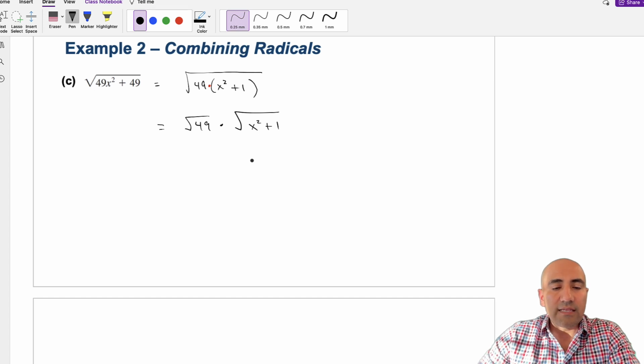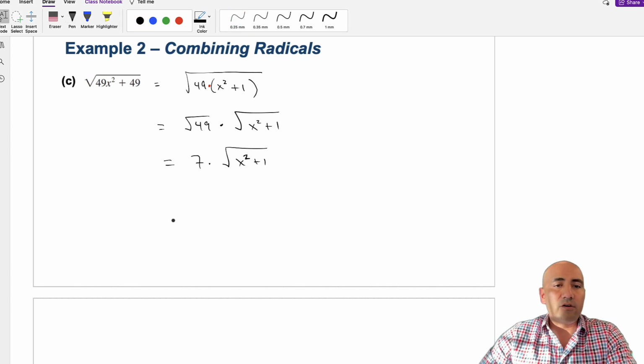So this is not equal to the square root of x squared plus the square root of 1. But this we can simplify as a 7. 7 times 7 is 49. It's the square root. So this is 7 times the square root of x squared plus 1. And again, that's as good as it gets. That's as far as we can go.